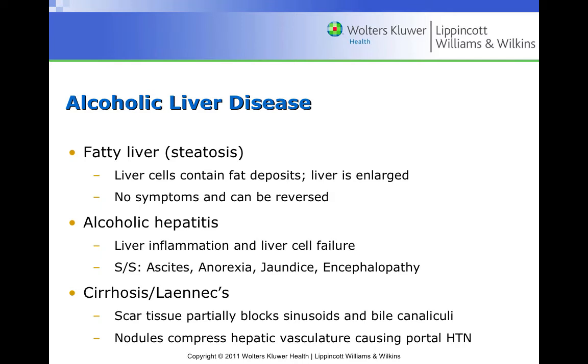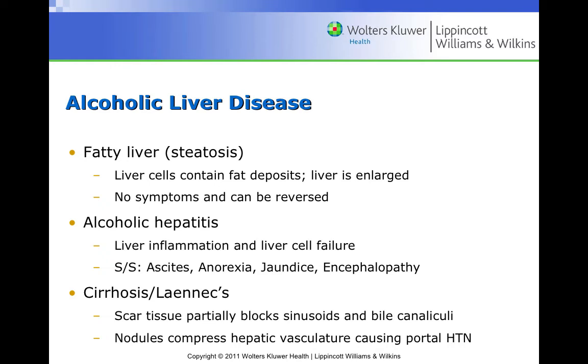Alcoholic hepatitis is where we see liver inflammation and liver cell failure. The signs and symptoms include ascites, anorexia, jaundice, and encephalopathy. These are prominent changes that usually are not reversible, but can be prevented from getting worse by quitting drinking.